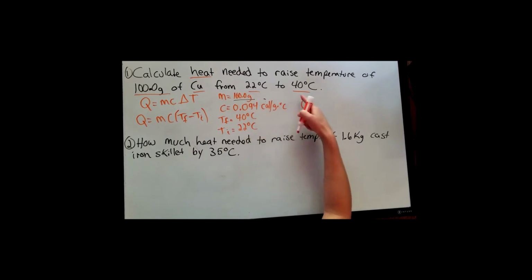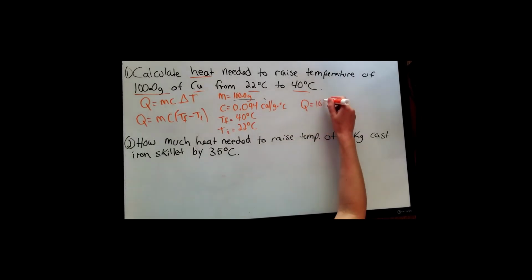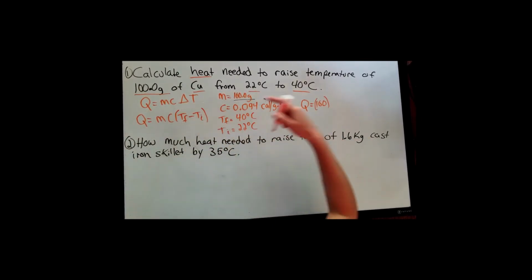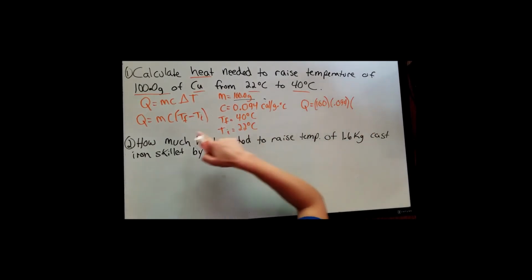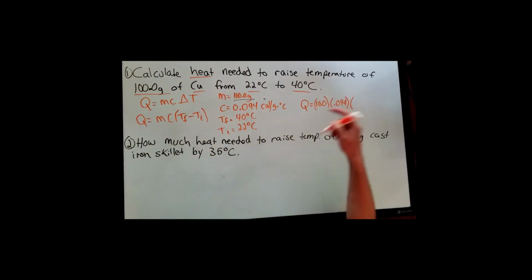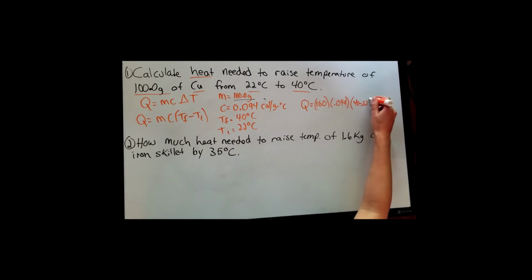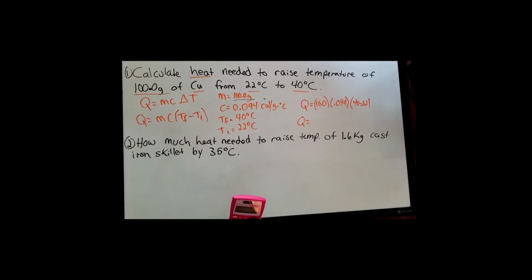Now, since I'm raising the temperature, since the temperature is being increased, I suspect my Q value will be positive because heat is going into the system. It's usually a positive heat, a positive Q value. So I have 100 for the mass, then I'm multiplying by the specific heat, which is 0.094. And then I'm going to take my final minus my initial, so the 40 minus the 22. Plugging all of that into my calculator. 0.094 times 100. I get 169.